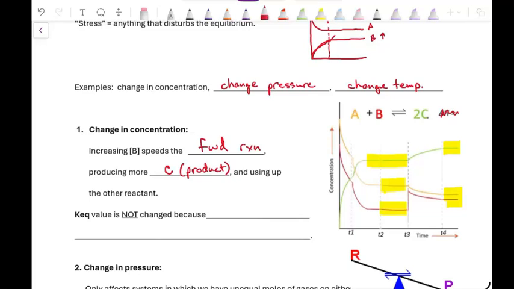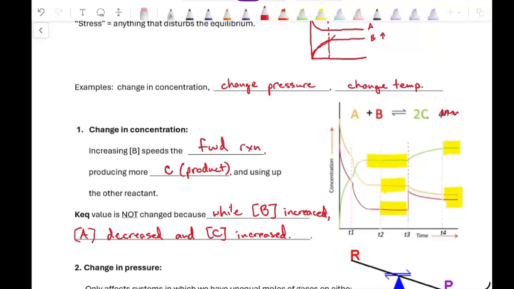So KEQ is not changed once equilibrium is reestablished, and this is because while B increased, A decreased, and it's the other reactant, and C increased.